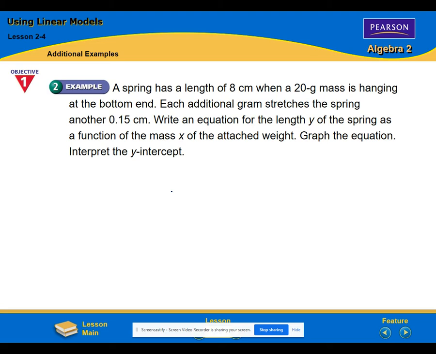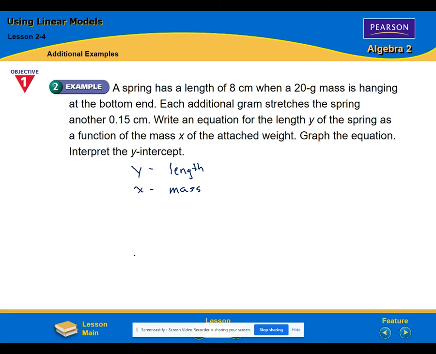Which one depends on the other? Does the weight of the thing that you hung depend on the length of the spring? Of course not. That sounds ridiculous, right? It's the other way around. When you hang a mass, then the spring stretches accordingly. So if we're going to use, and they're using x and y here, so I'm going to do the same thing. I'm going to use x and y. We're going to let y be the length of the spring, and x is going to be the weight, or mass, I guess I should say.